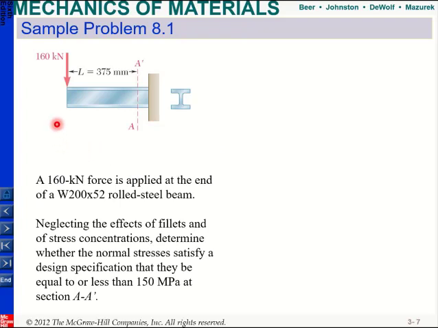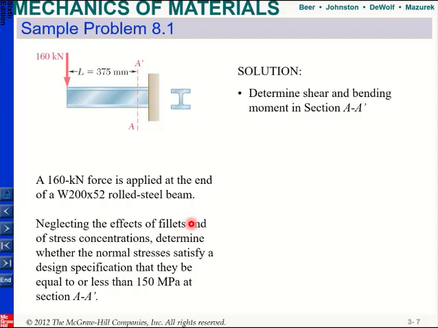Okay, so in this case I have a 160 kN force applied to a W252 rolled steel beam. So I know the information about the cross section, its area, and so on. And they say that the normal stress should be less than 150 megapascal at this section AA prime. So when you cut it here, your normal stress should not exceed 150 megapascal.